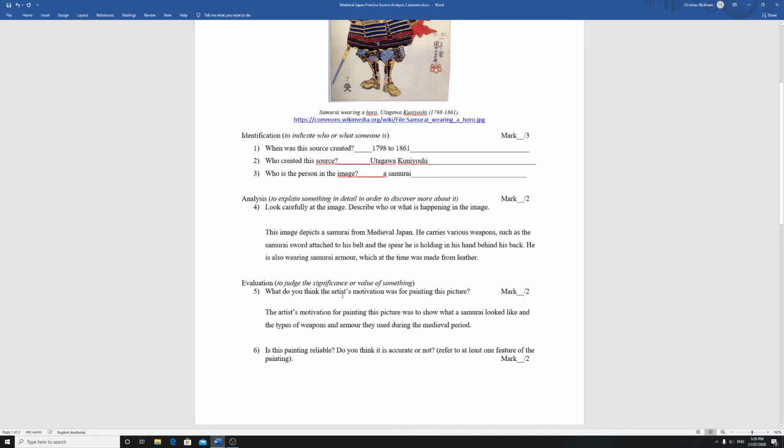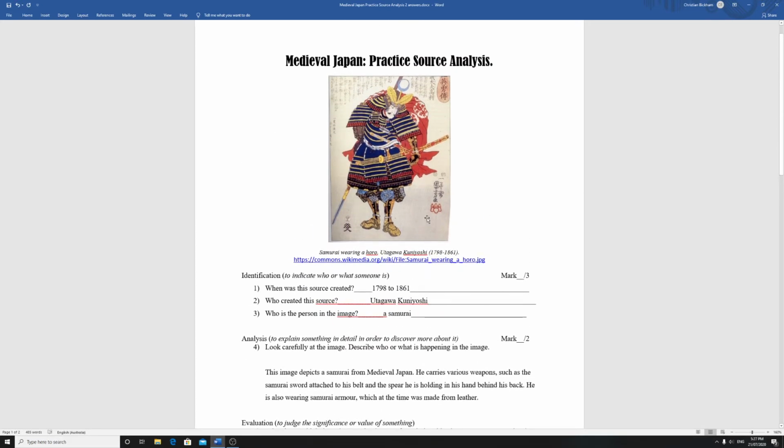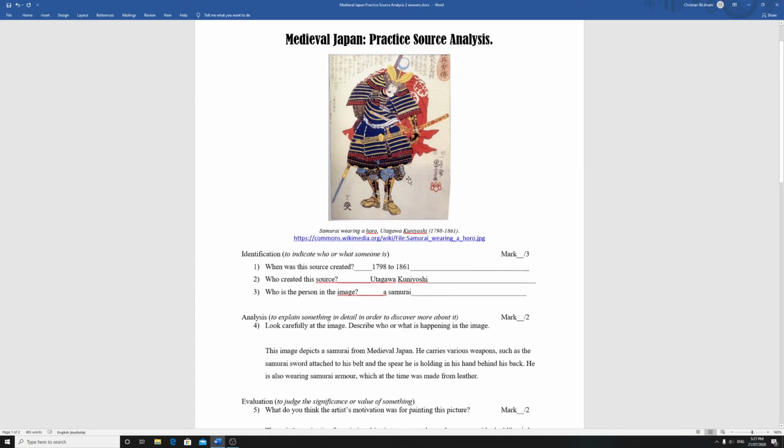So, what do you think the artist's motivation was for painting this picture? The artist's motivation for painting this picture was to show what a samurai looked like and the types of weapons and armour they used during the medieval period. And that's it. If I'm given more information about the reason why this image was created, then I'll put that in. But I am not given that, so I have to presume or make a bit of a guess.